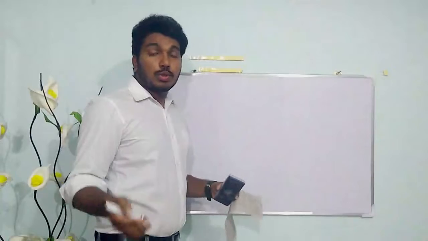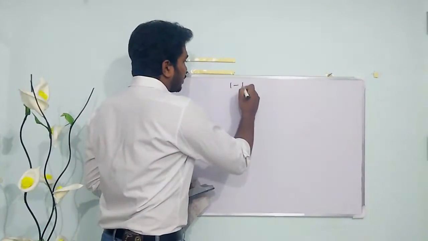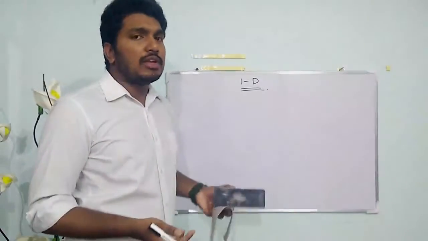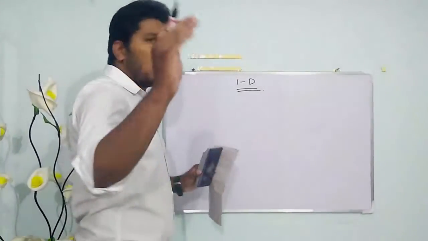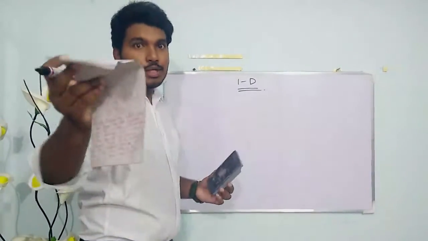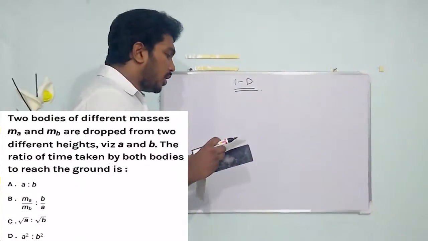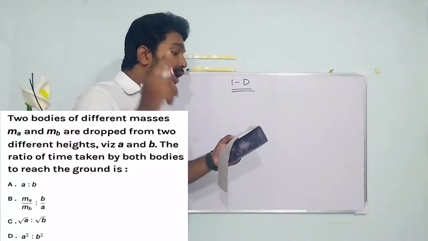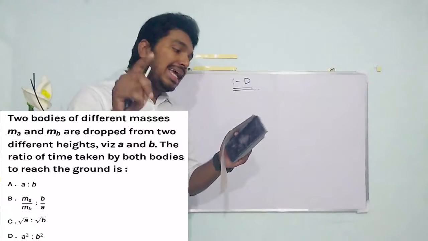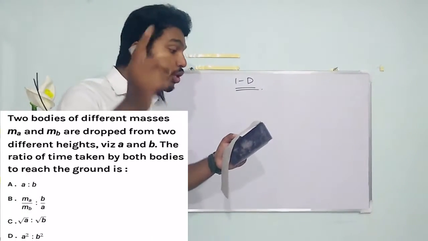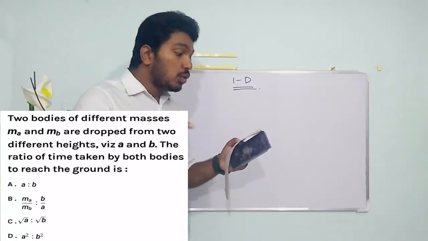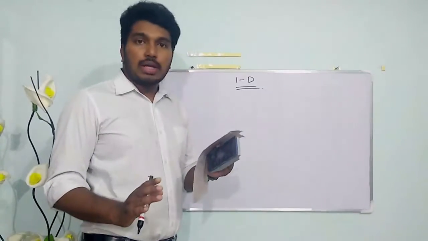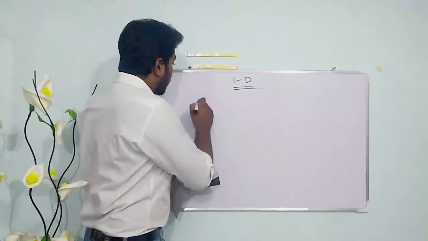Okay, so let's move on to the chapter one-dimensional motion. The basic idea behind one-dimensional motion you are all very familiar with, I hope so. Right, so let's move on to the first question itself. The question is on the screen. Two bodies of different masses, MA and MB, are dropped from two different heights A and B. The ratio of the time taken by the two to cover these distances are, and the 4 options are also given there. So let's see how to do that.